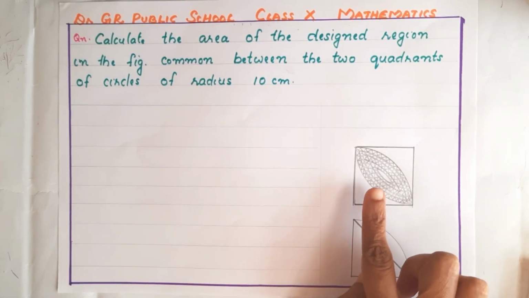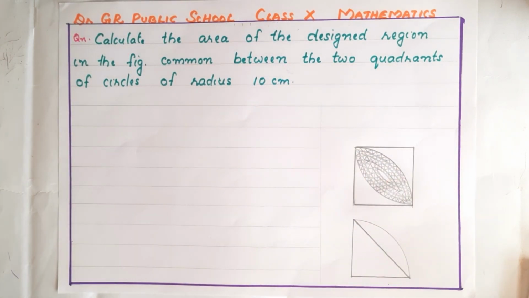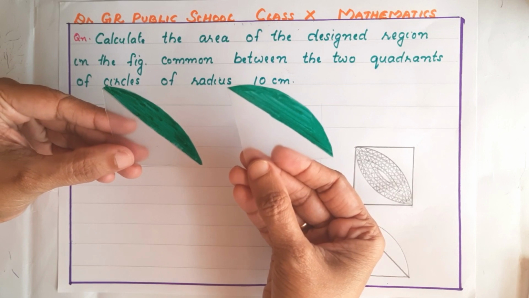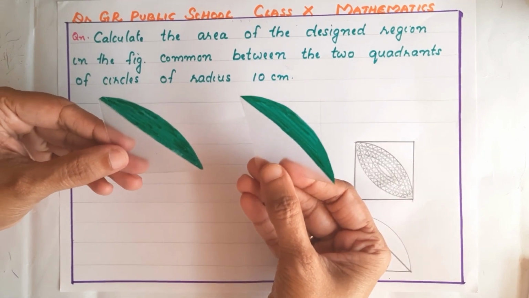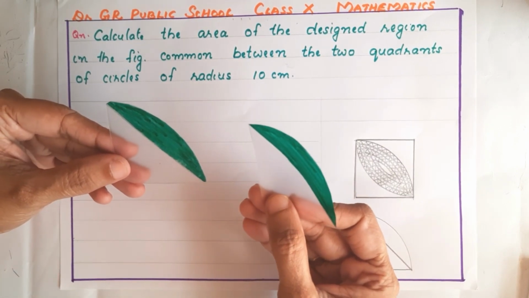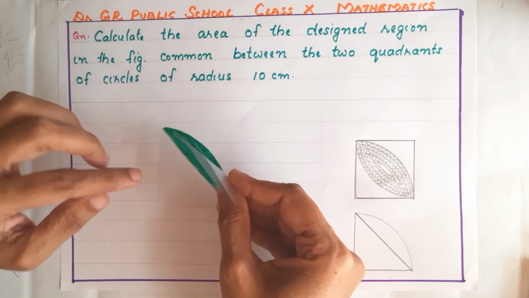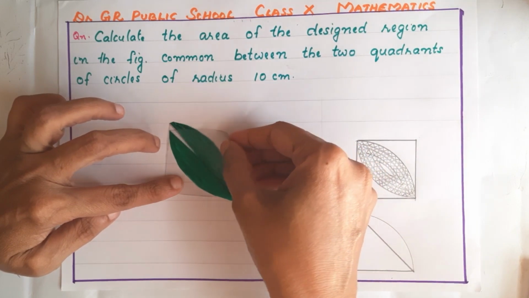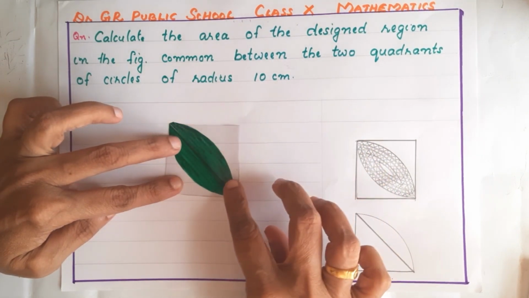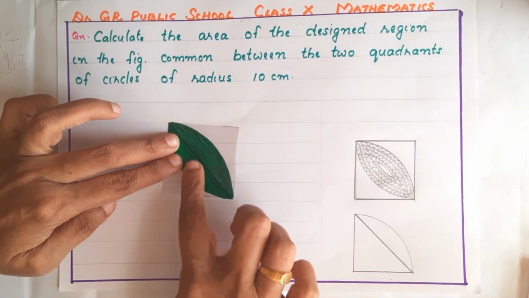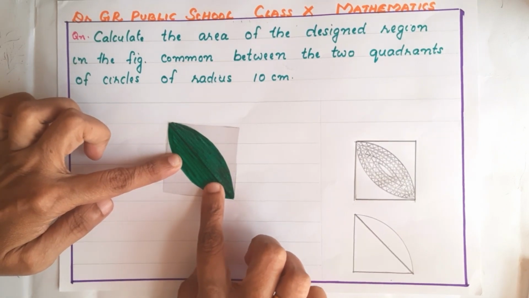It is the combination of two quadrants. Look at this. When we consider two quadrants like this, you can see two quadrants. When we combine these two quadrants, we are getting the shaded region. How do we have to combine? Let's see. If I keep one quadrant here and another quadrant like this, we are getting the shaded region at the center.